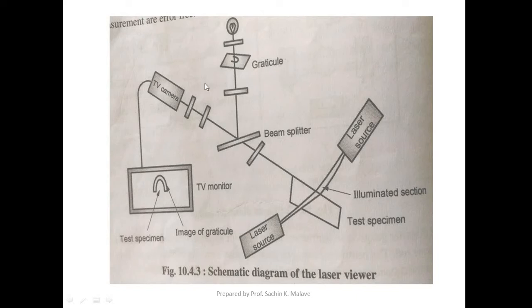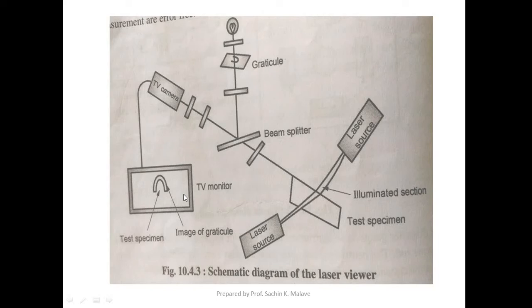This TV camera is going to observe the graticule, and it is going to observe the test specimen also. Now the magnified images of both the test specimen and the graticule are displayed on this TV monitor. This is the TV monitor. So on this TV monitor, the magnified images of the test specimen and graticule are displayed.